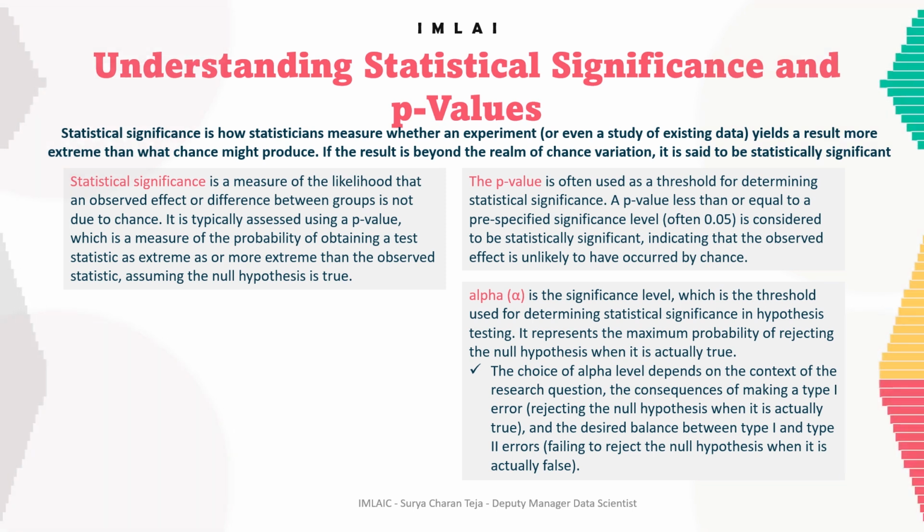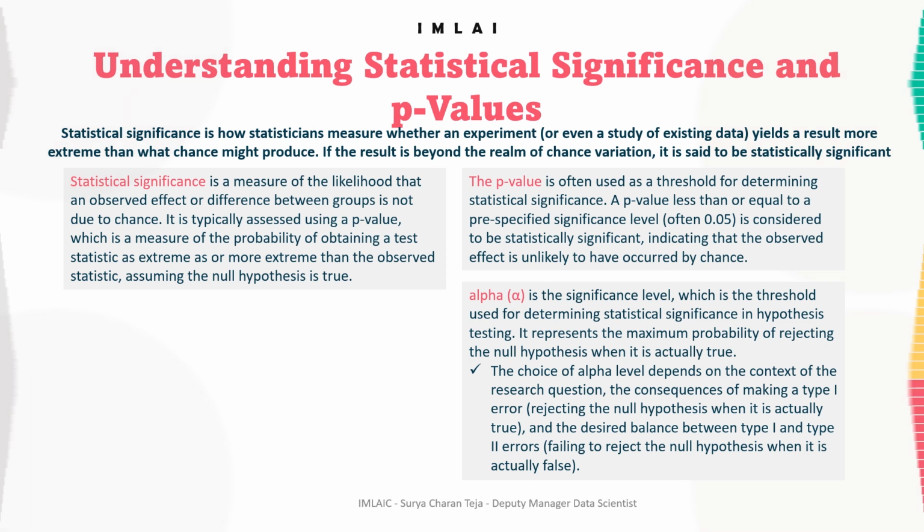So the choice of alpha level depends on the context of the research question, the consequences of making a type 1 error, and the desired balance between type 1 and type 2 errors. What is a type 1 error? A type 1 error is nothing but rejecting the null hypothesis when it is actually true. A type 2 error is nothing but failing to reject the null hypothesis when it is actually false. So these are called type 1 and type 2 errors. We will be looking into type 1 and type 2 errors in detail also.